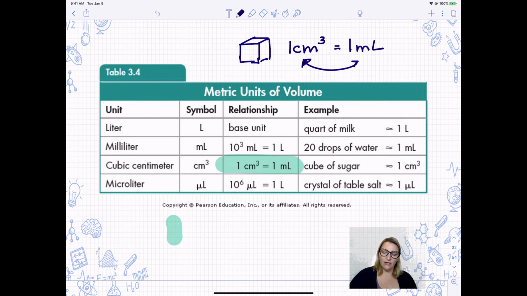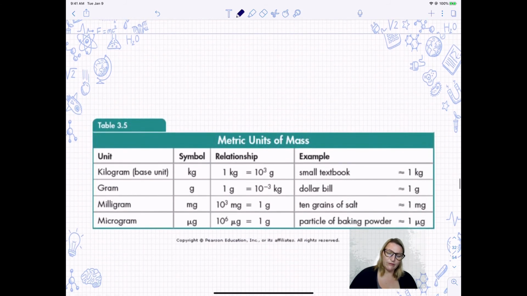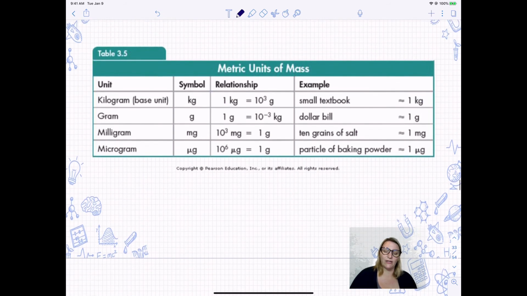So a liter is the base unit. It's about a quart of milk. A lot of soda now comes in 1 liter containers, so you have an idea about that. You sort of know what a cubic centimeter is, and that's the same thing as a milliliter. Microliter is very small. We use microliters a lot in biology, actually.